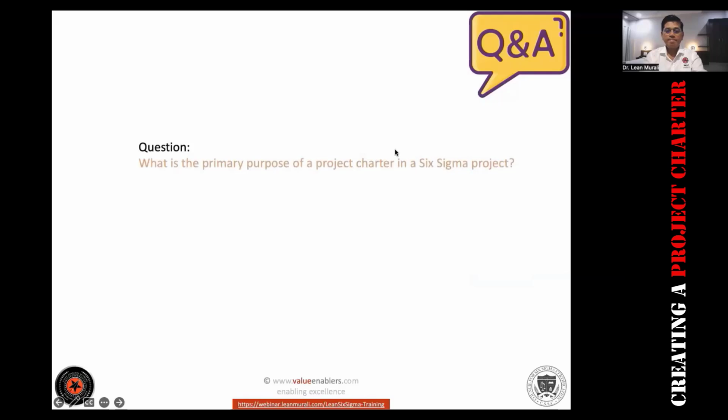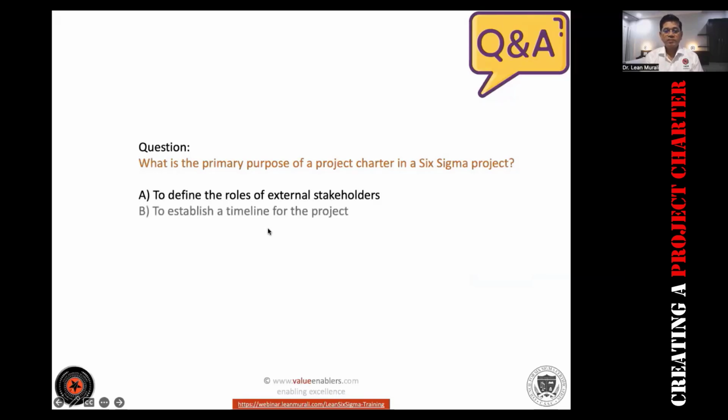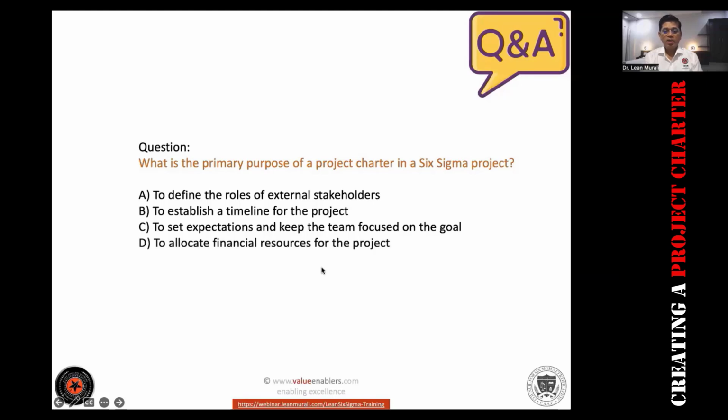So the question is, what is the primary purpose of a project charter in a Six Sigma project? Okay, to identify the roles of external stakeholders, to establish a timeline of the project, to set expectations and keep the team focused on the goal, or to allocate financial resources for the project. The answer is very intuitive. I'm sure all of you will answer this question right. Maximum people give C, to set expectations and keep the team focused, okay? All right, thank you very much for your active participation.